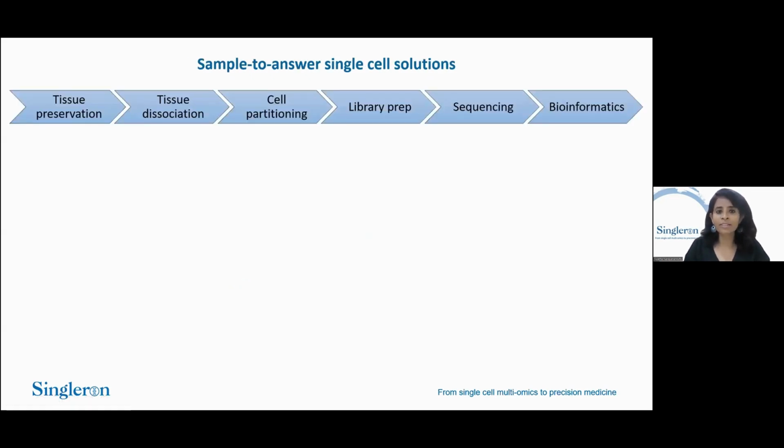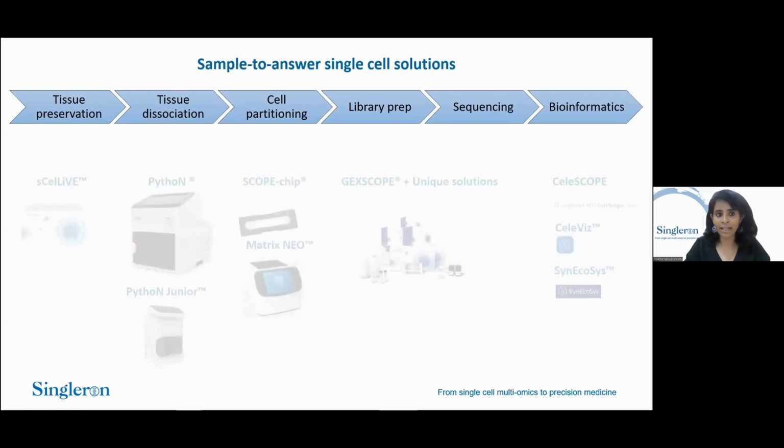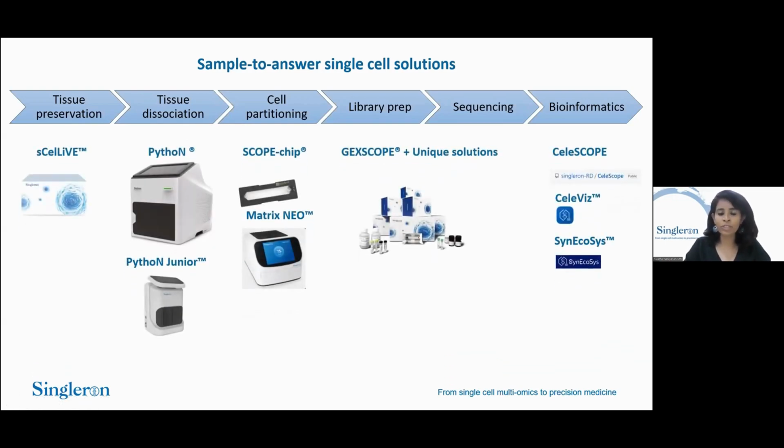Since there is a good percentage that has not done a single-cell workflow before, I will start off by giving you the steps that usually are involved in such a workflow. You have to get your tissue and preserve it, dissociate the tissue, which is one of the parts that we will be talking about, and then partition into single cells, library prep for sequencing, and finally data analysis. And we at Singleron have solutions for all of these steps, except sequencing.